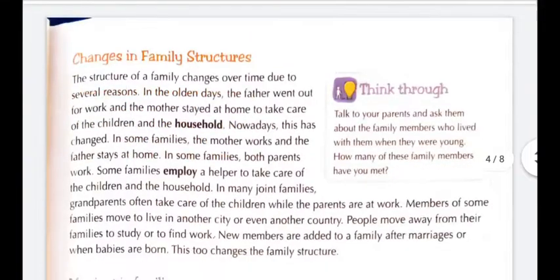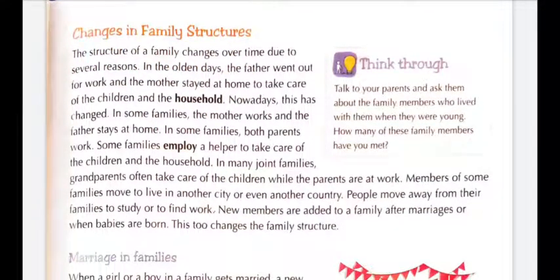changes in family structures. The structure of a family changes over time due to several reasons. In the olden days, the father went out for work and the mother stayed at home to take care of the children and the household. Nowadays, this has changed. In some families, the mother works and the father stays at home. In some families, both parents work. Some families employ a helper to take care of the children and the household. In many joint families, grandparents often take care of the children while the parents are at work.